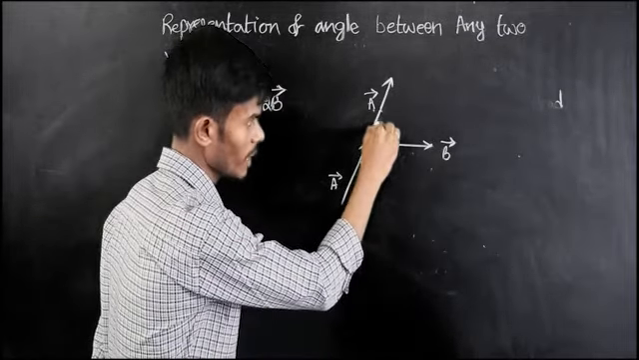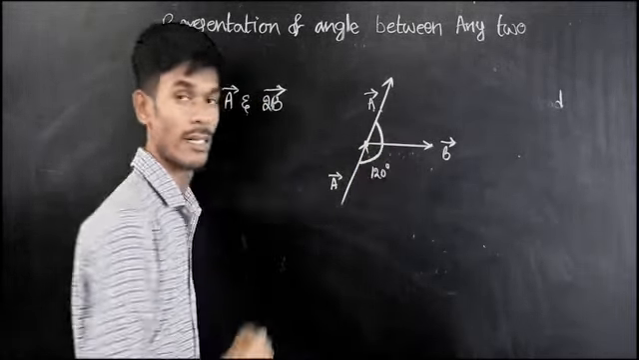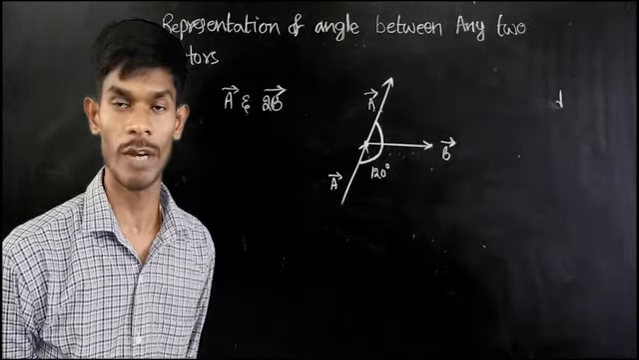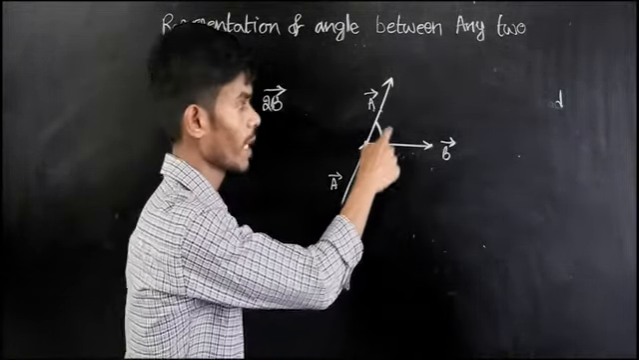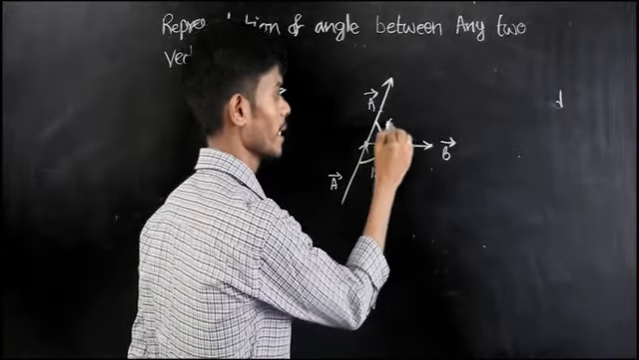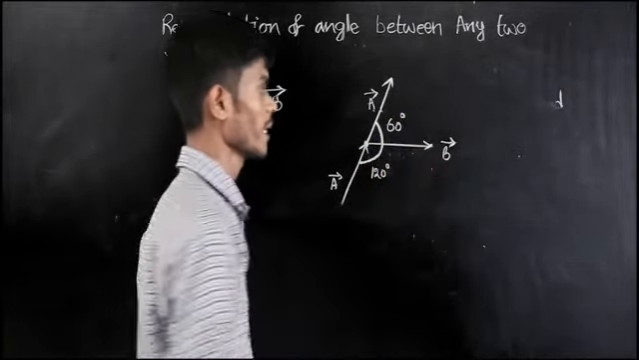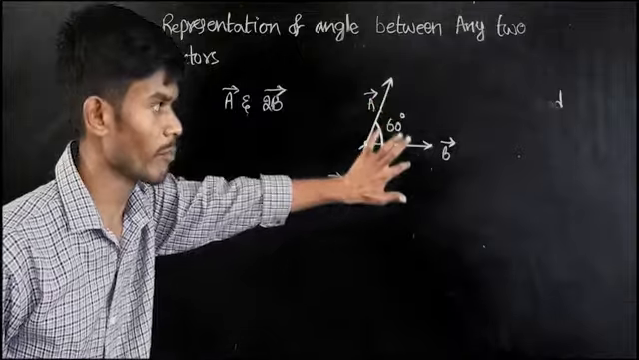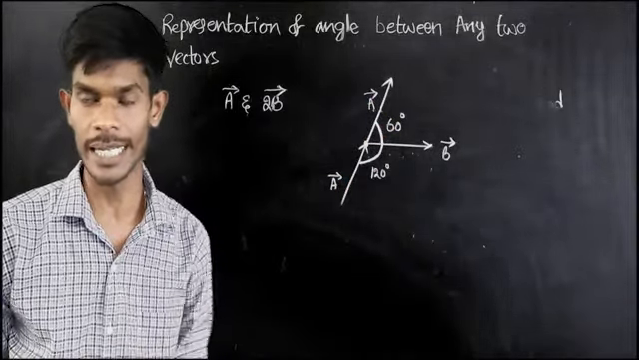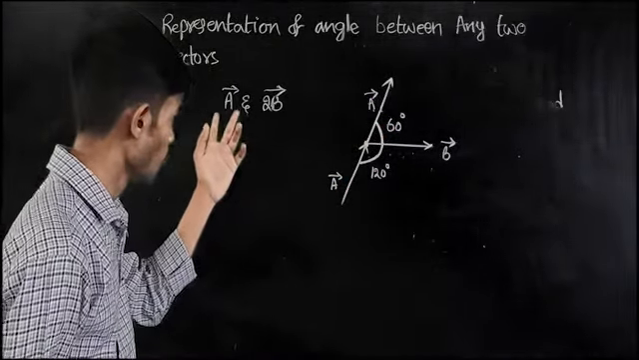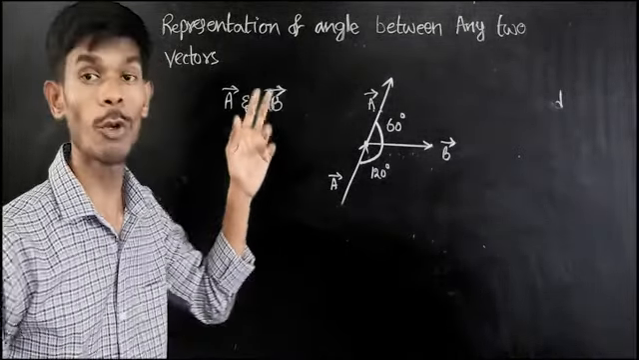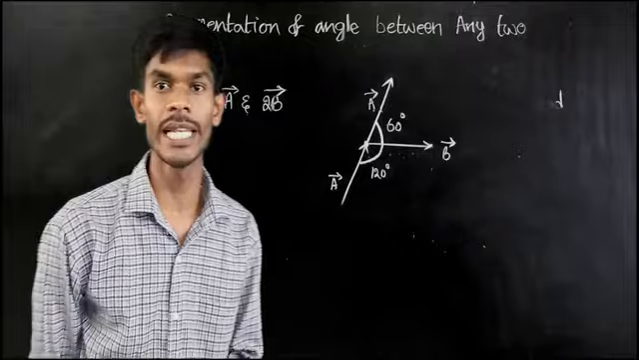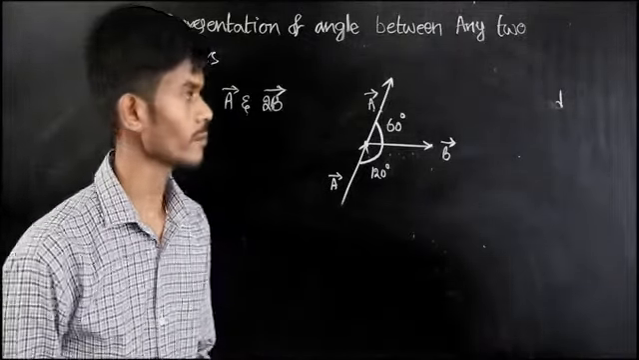If you observe this, this is a total straight angle. Straight angle is equal to 180 degrees. In that, this is 120. Then what about this one? 180 minus 120, 60 degrees. So, here the angle between a bar and b bar is 60 degrees. That is very clear. Then, what are they asking? They are asking for the angle between a bar and 2b bar.